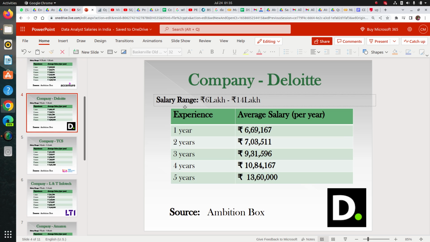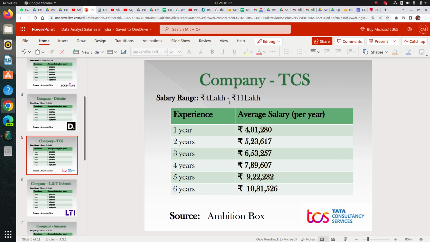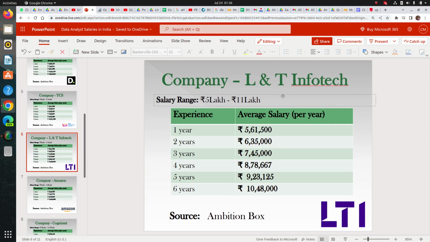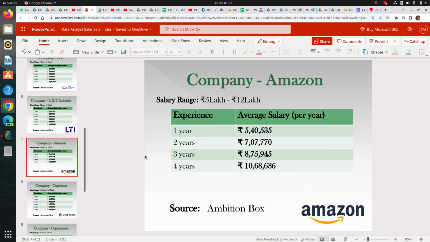For Deloitte, salary ranges from 6 lakhs to 14 lakhs based on experience. The salary which you are going to get may be even more than this, based on your skills and how you negotiate during the interview. For TCS, it's 4 lakhs to 11 lakhs based on experience, 1 to 6 years. For L&T Infotech, the salary ranges from 5 lakhs to 11 lakhs. For Amazon, it also ranges from 5 lakhs to 12 lakhs.